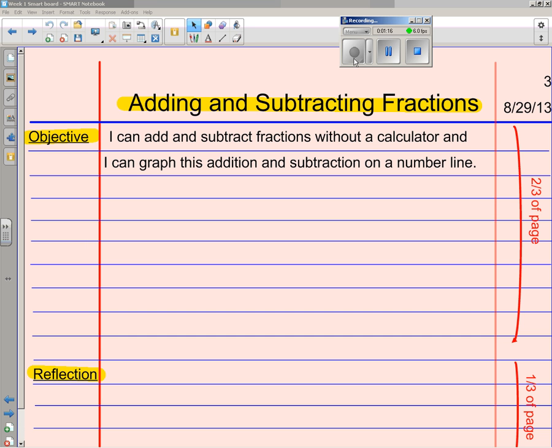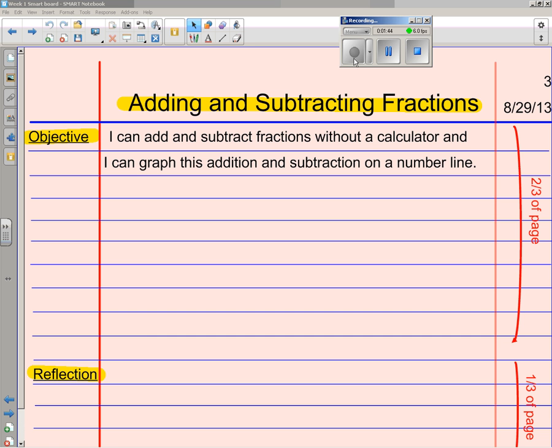Our objective is I can add and subtract fractions without a calculator, and I can graph this addition and subtraction on a number line. It's very important that you can do this without a calculator, because you're going to be expected on future tests, like major end-of-year tests, to be able to do things without the fancy calculator that you're used to using. So that's why the emphasis this time is so much on not using a calculator.